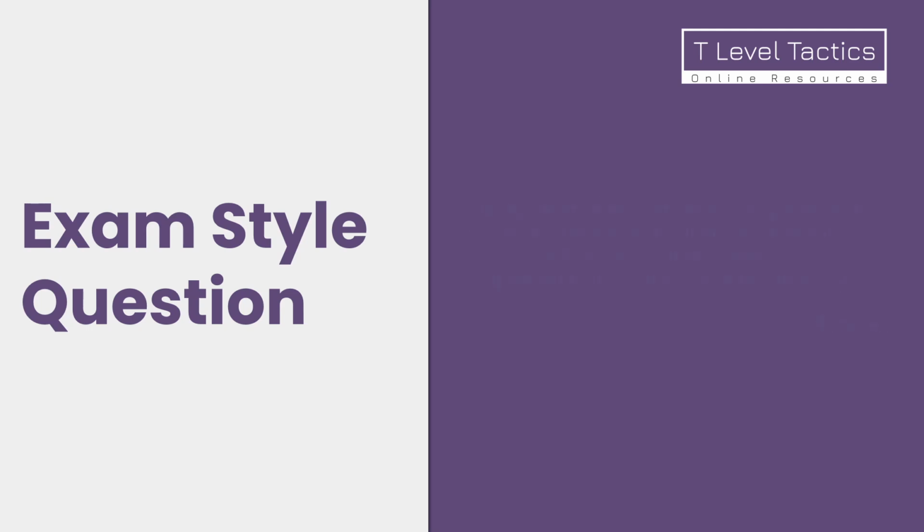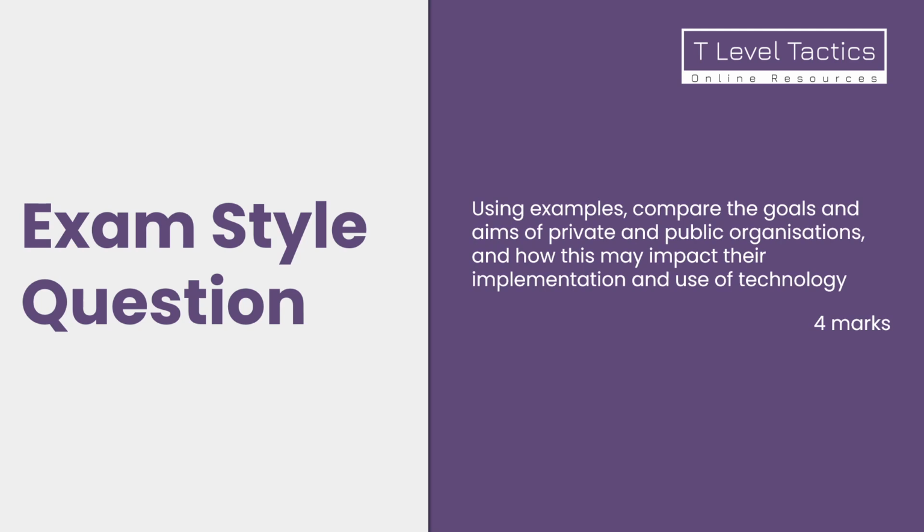Here we go. Using examples, compare the goals and aims of private and public organizations and how this may impact their implementation and use of technology. There are 4 marks up for grabs here, so I'd recommend spending no more than 4 or 5 minutes coming up with an answer. You'll also be looking to make about 4 points in your answer as well. So you can compare private and public organizations and get 2 marks there, and also make 2 points on how it can impact their implementation of technology, getting you those 4 marks in total.